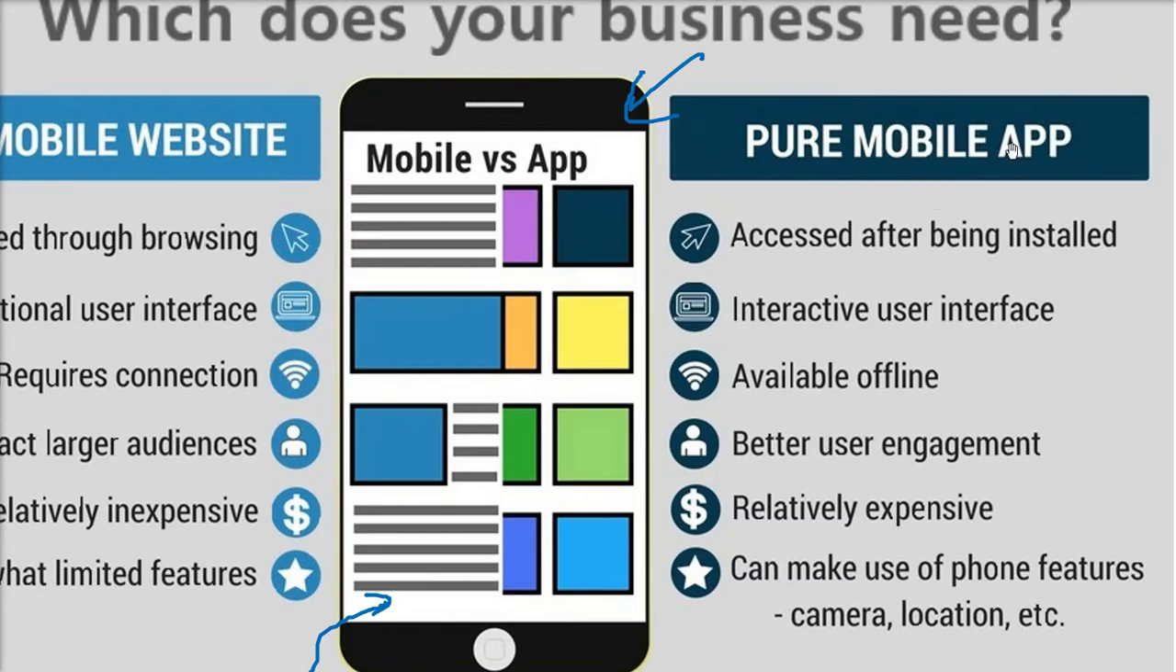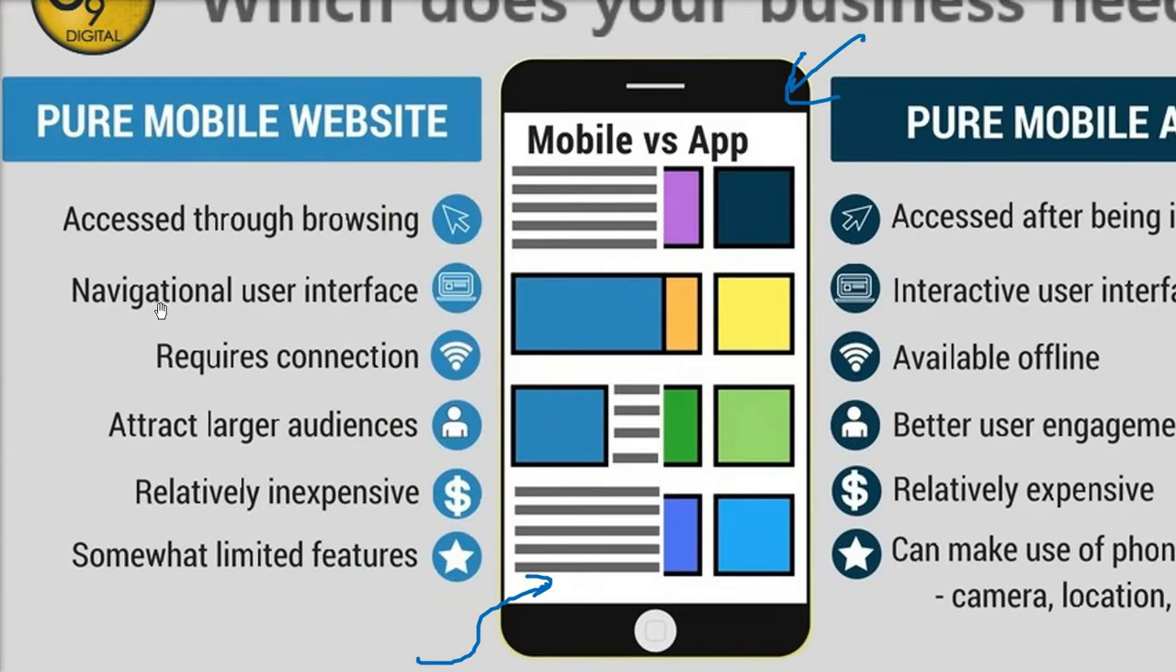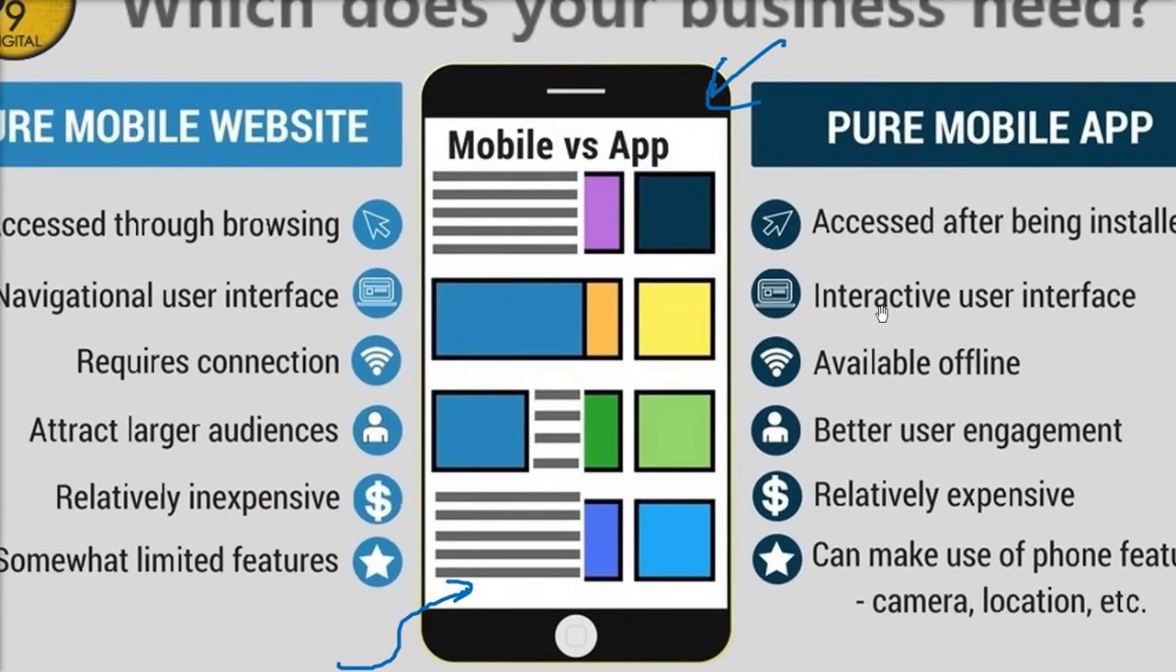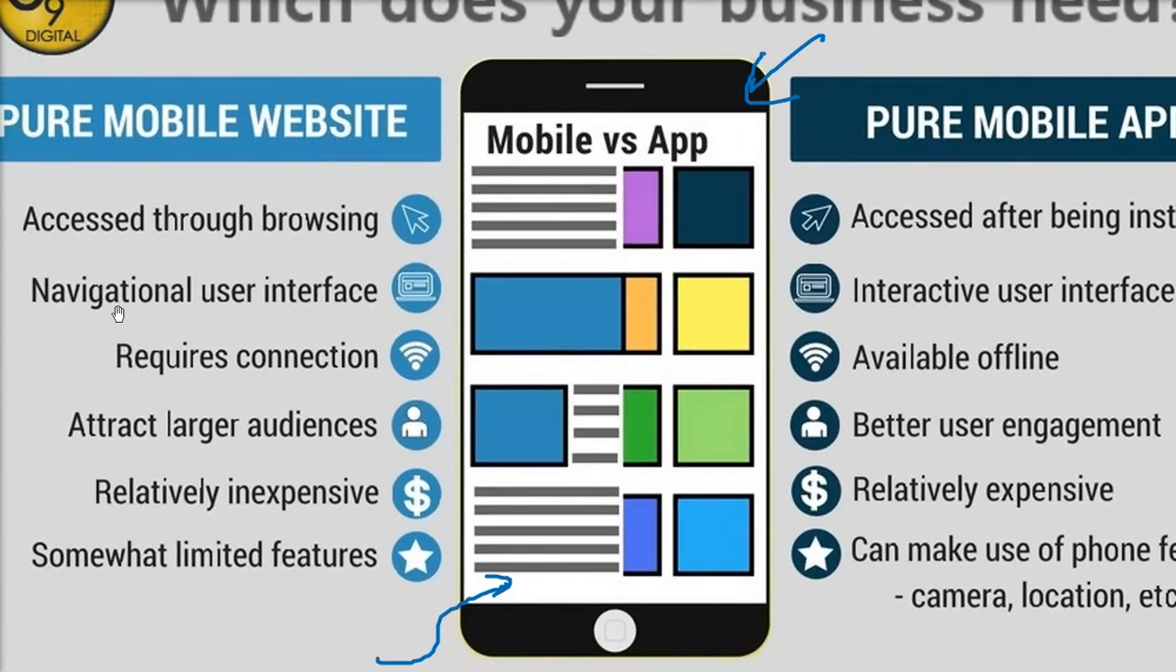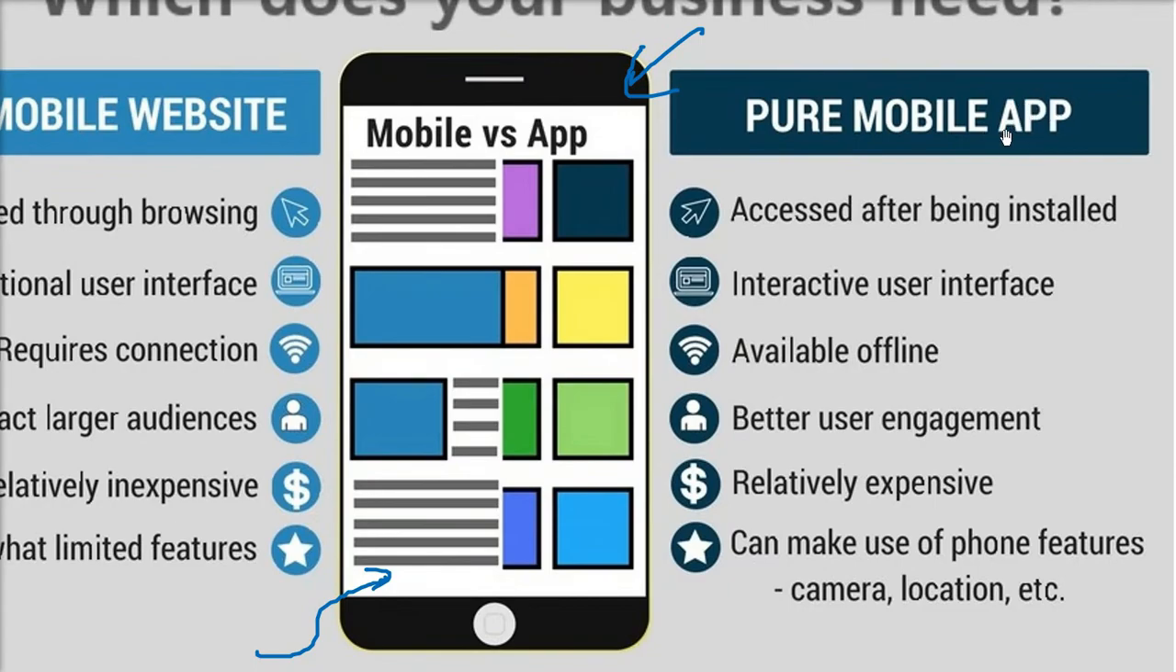So you have to install that app, for example, a ticket booking app. In a pure mobile website, it was a navigational user interface. Here we have an interactive user interface, that is, you interact through, say, your finger or any other touch technique. Some of the apps may require internet, but most of the apps don't require it.